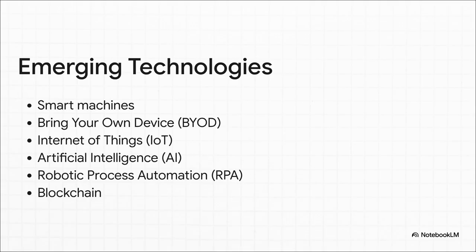And BYOD is just one example, right? The IIA specifically highlights a whole list of emerging technologies that you need to be watching out for. We're talking smart machines, the Internet of Things, artificial intelligence, robotic process automation, and blockchain. If any of these hit your organization, it should trigger an immediate reevaluation of your risk assessment. Why? Because they fundamentally alter how data is processed, stored, and secured.